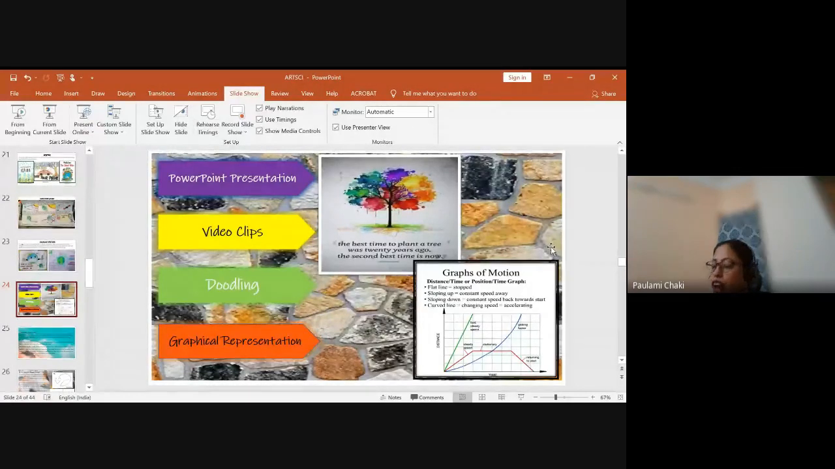I have given one graph based activity recently. Right now I cannot recall it. I will share it with you if required later on. So we can always introduce these ICT tools into our classrooms as a way of art integration.